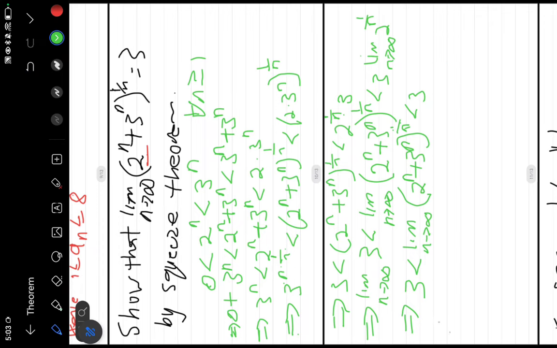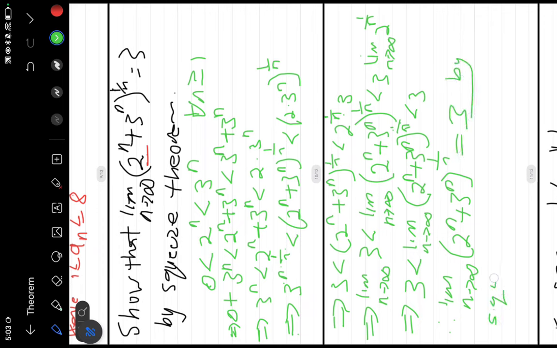So we can say, therefore, the limit as n approaches infinity of (2^n + 3^n)^(1/n) would be less than, or not less than, it will be equal to 3. You must write by what? By squeeze play theorem.